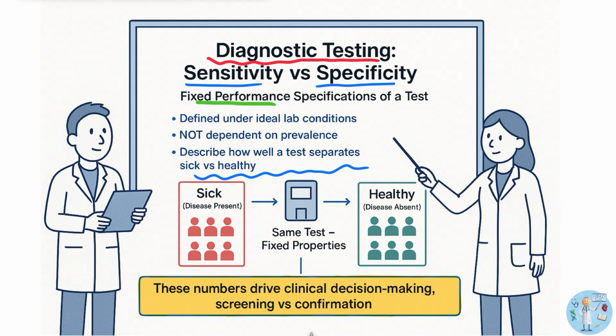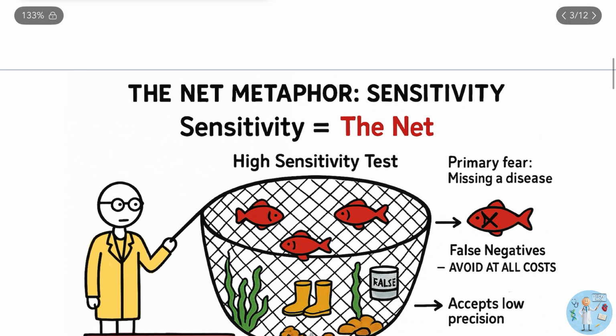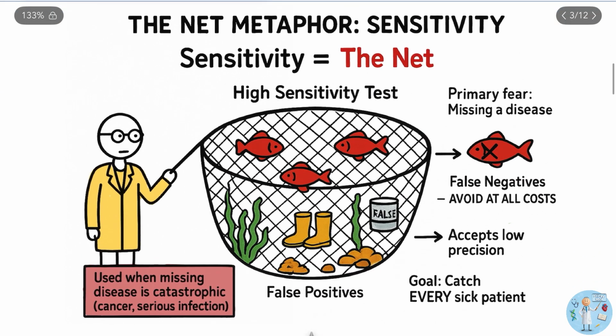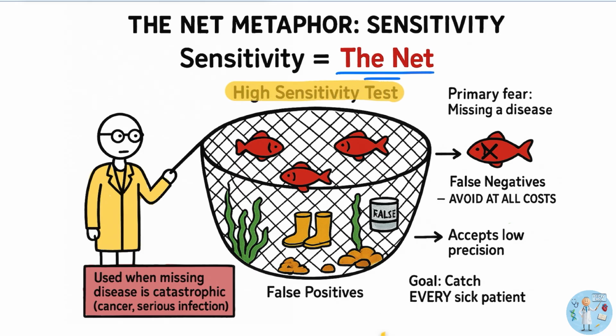Okay, let's do this. We're going to use some really powerful metaphors to make this intuitive right from the start. Let's think about the net versus the filter. You're right, that's the way to frame it. Let's start with sensitivity. Sensitivity is the net. Right. And when you design a test to have high sensitivity, you're really driven by one big fear. Which is? The fear of missing a case. The goal is just catch everyone. Don't let a single sick person slip by.